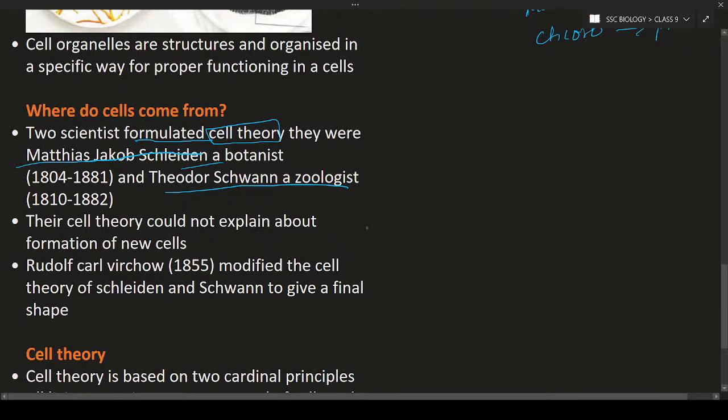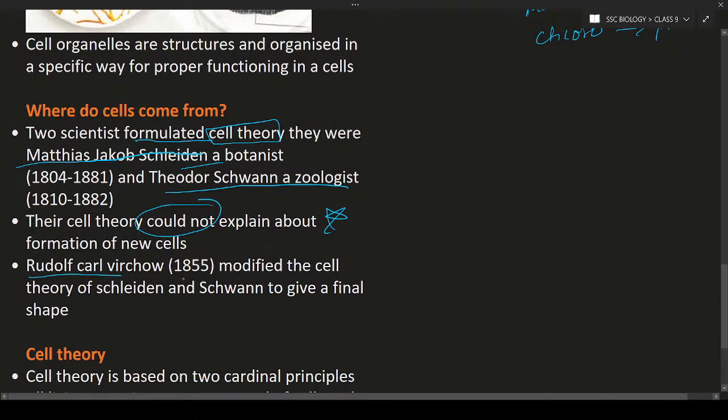So they explained about cell theory, but there is a small problem in their explanation. Their cell theory could not explain the formation of new cells. They explained well, but their theory could not explain the formation of new cells. So this is one small drawback. To overcome this problem, there is another scientist, Rudolf Karl Virchow.